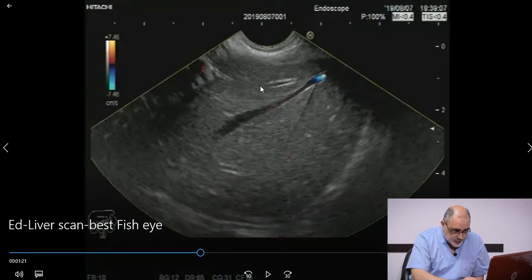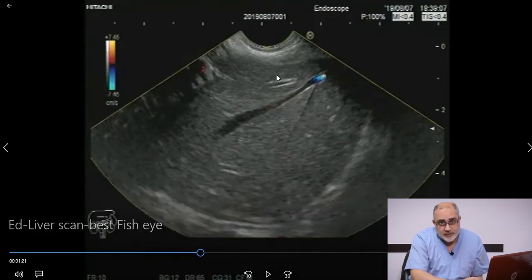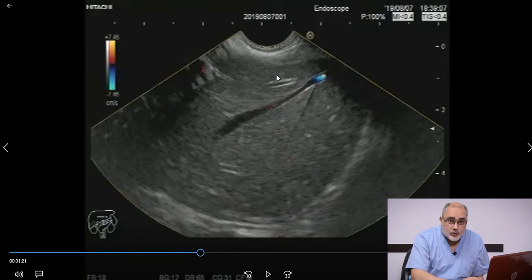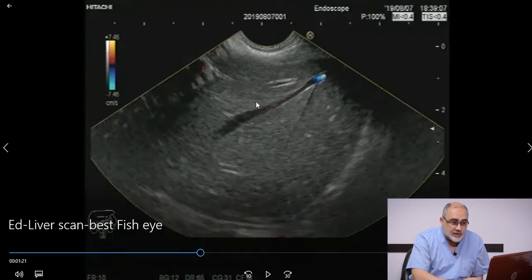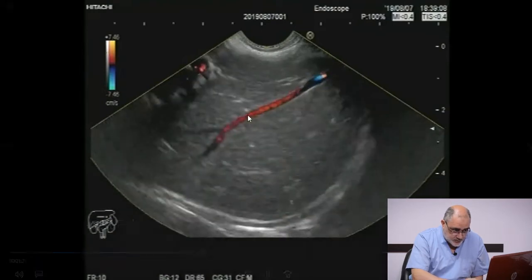Okay, then segment 2 and segment 3. So we start with the inferior vena cava and right hepatic vein. Counterclockwise rotation, we can go to the middle hepatic vein, and continuing counterclockwise rotation, we'll go to the left hepatic vein and segments 2 and 3.